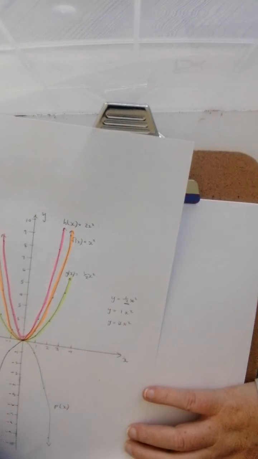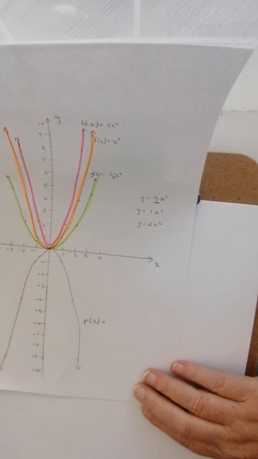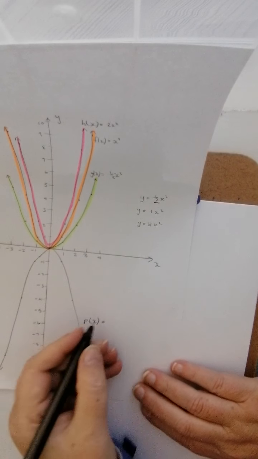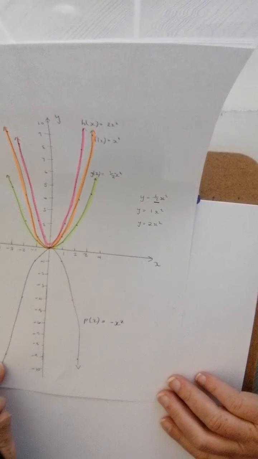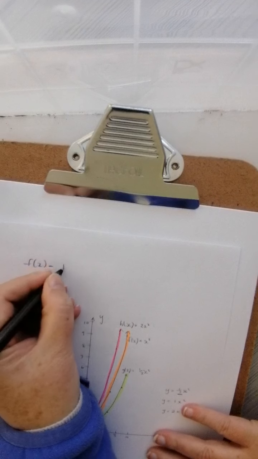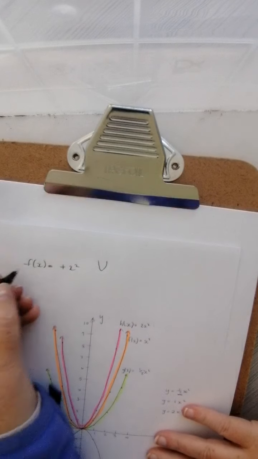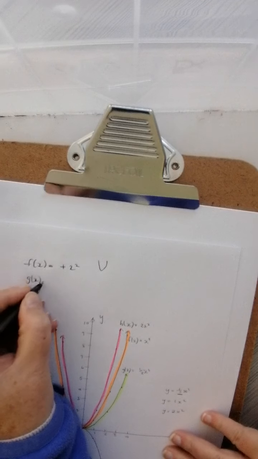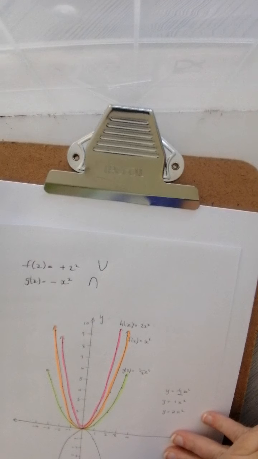Okay, and then another very important thing is when px was a negative x squared. Okay, so that's then upside down. So what we can say is when fx is equal to positive x squared, you have a happy face. When you have a negative x squared, it's a sad one. Right, okay.